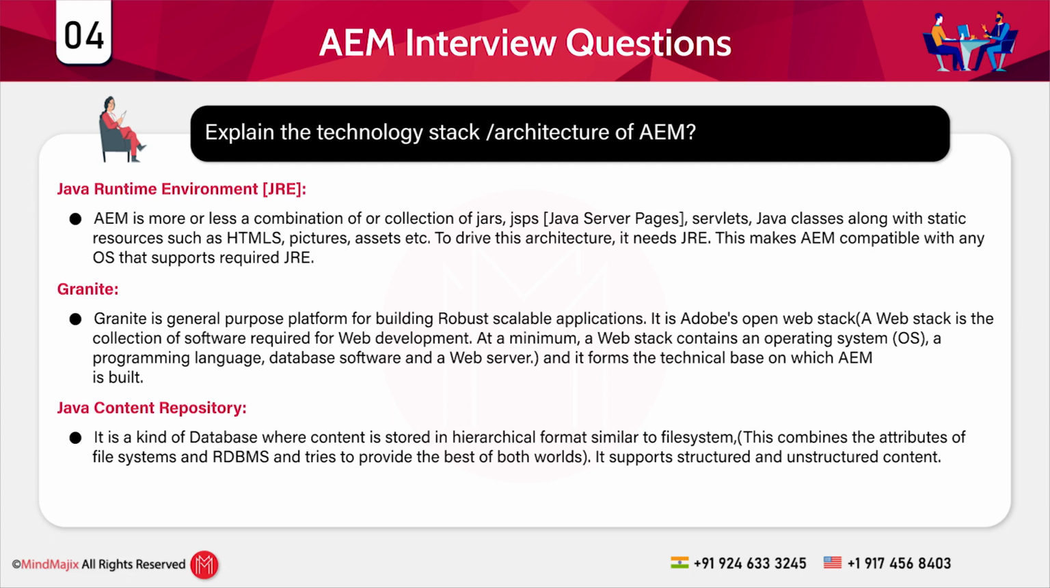What is Apache Sling? So JCR is one of a kind. It is similar to a database where the content is stored in a hierarchical format, similar to the file system. If you observe the file system, it is like a tree system, one after another.